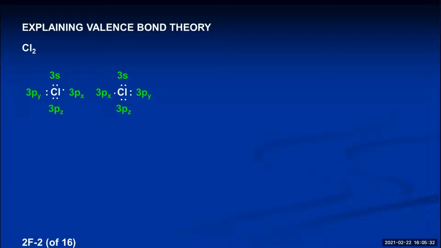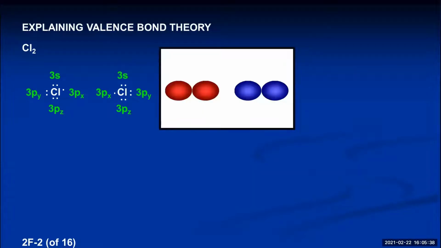It's only the 3px's. So let's see if we can draw a couple of 3px orbitals on a couple of chlorine atoms. The p orbitals are dumbbell shaped, and if they're along the x-axis, they would be called the 3px. So the red orbital is the 3px on the left chlorine, and the blue one is the 3px on the right chlorine.